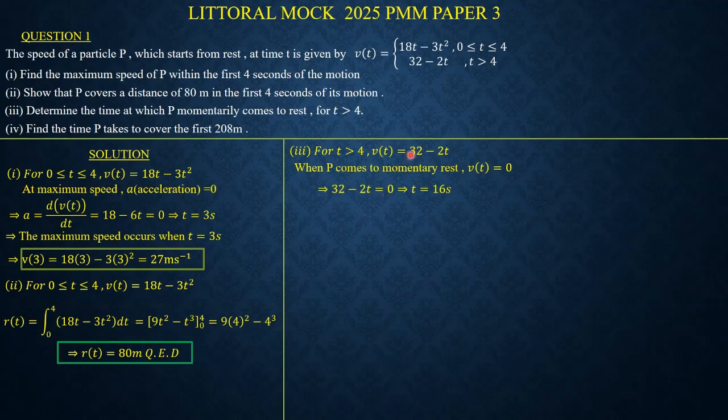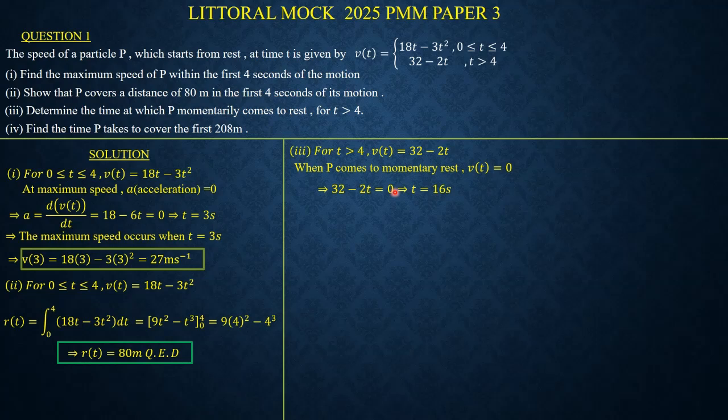The speed actually equals 32 minus 2t. Equating it to 0, from the condition that P momentarily comes to rest, we have 32 minus 2t equal to 0, from which we get t. That is the time at which P momentarily comes to rest for t greater than 4 seconds, which is 16 seconds.